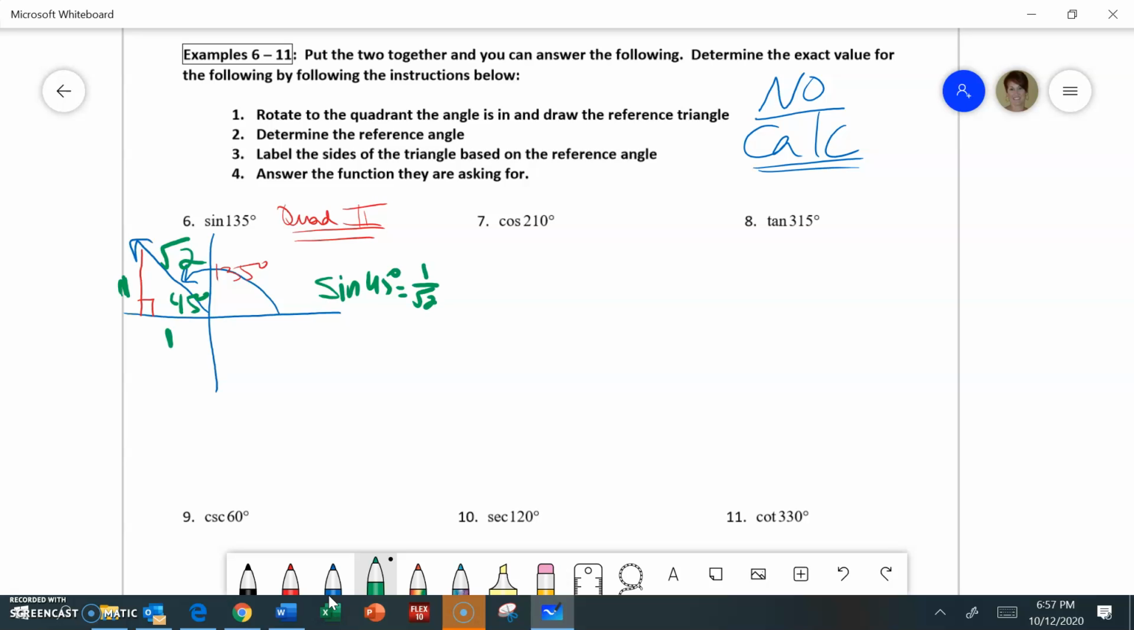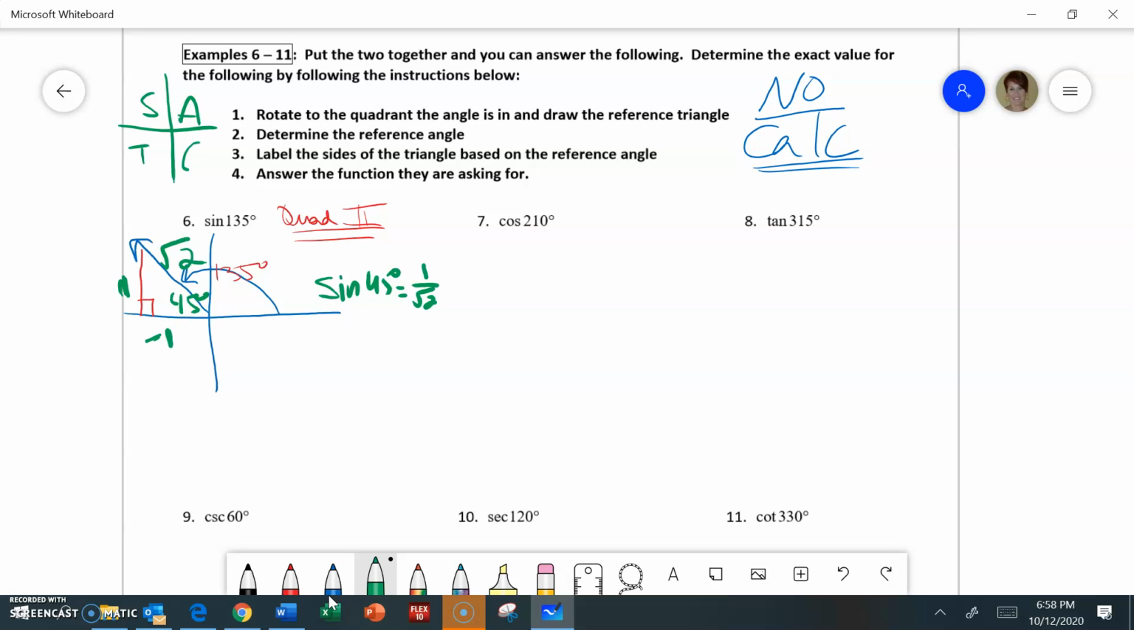Now, the 45-degree angle, if you think about it, lands in quadrant 1. We didn't have to worry about anything in quadrant 1 because everything would be positive. But in quadrant 2, if you remember our little reference here, all students take calculus. We're in quadrant 2. That means sine and cosecant are positive.